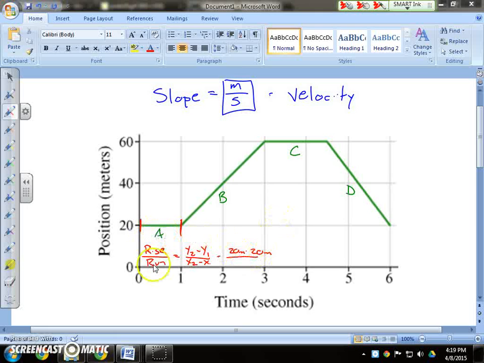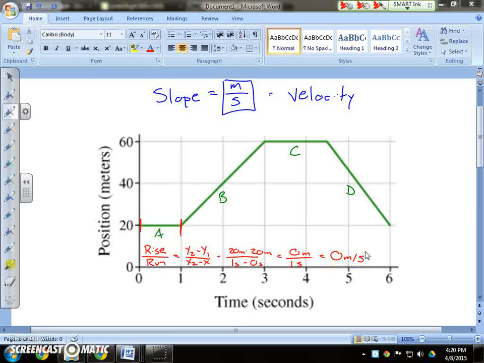And in terms of our time, we're going from 0 seconds to 1 second. So 1 second is what we finish at, 0 seconds is what we start at. So we end with 0 meters over 1 second. And again, 0 over anything gives you 0 meters per second.